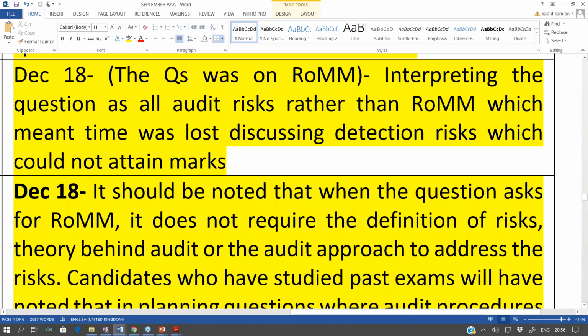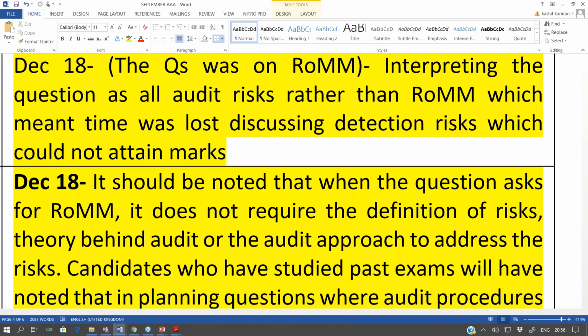See this, December 18. It says the question was on ROMM. The question was on ROMM in December 18. It says interpreting the question as all audit risk rather than ROMM, which meant time was lost discussing detection risk, which could not attain credit. Will I be discussing detection risk in a question on ROMM? The examiner is saying the student spent time discussing detection risk in a question on ROMM. These are all concerns of the examiner.